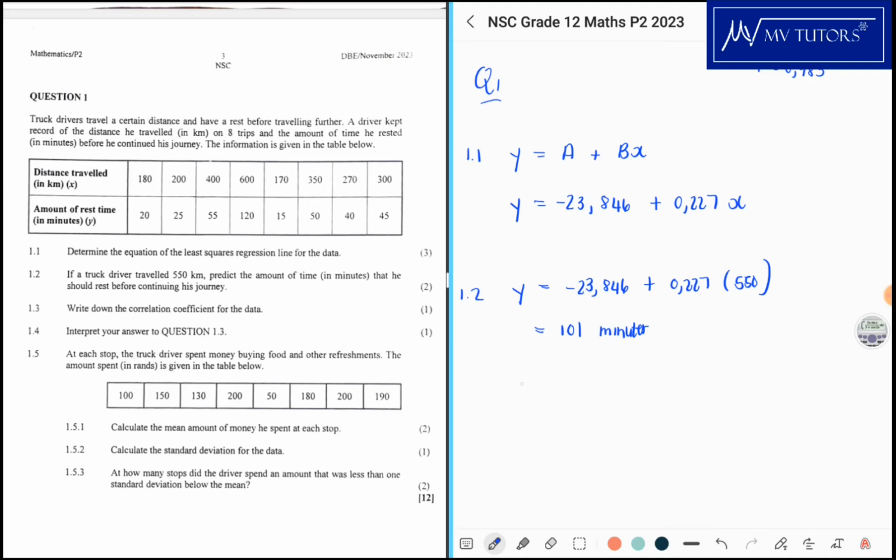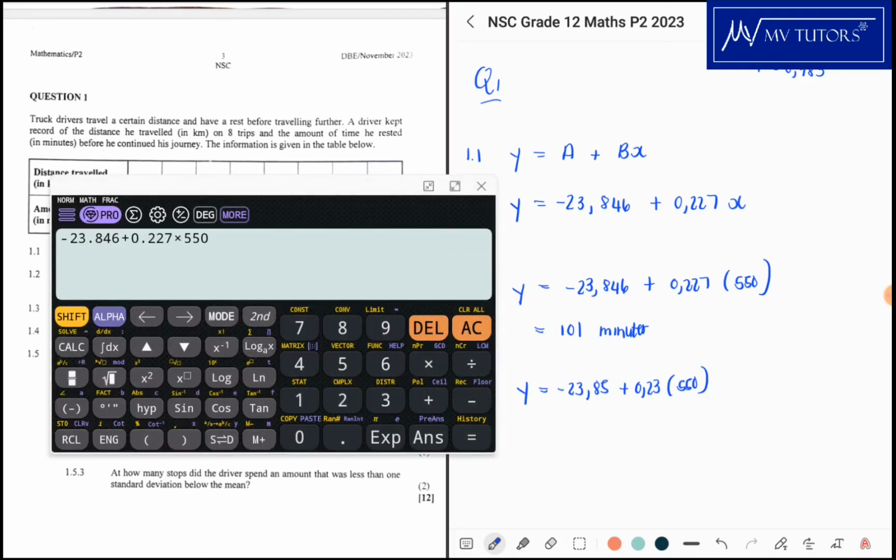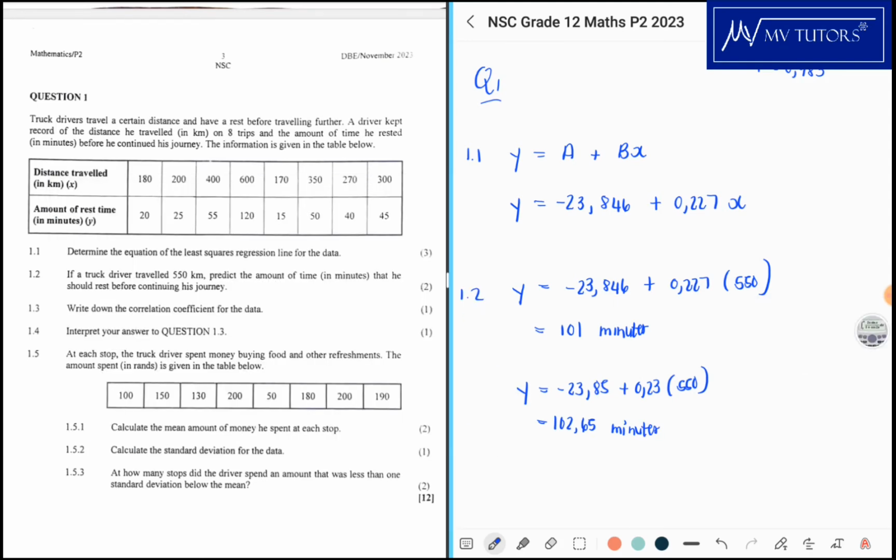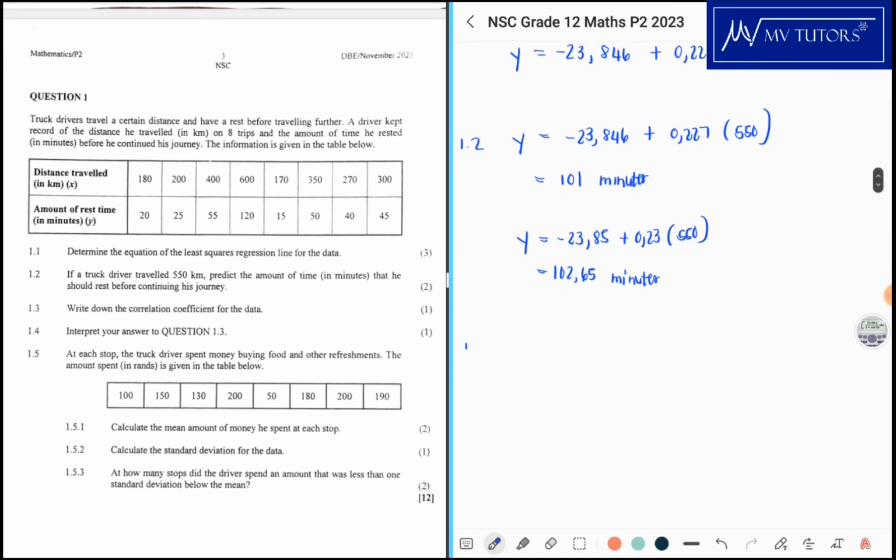If you had rounded off to 2 decimal places, you would have gotten negative 23,85 plus 0,23, so you would have gotten a slightly different answer. But I don't think they would be that strict. I think they would provide a range of answers that they would accept. So you would get 102,65 minutes. It depends on your accuracy, rounding to 3 decimal places or 2. So that's 1.2. So far, so good.